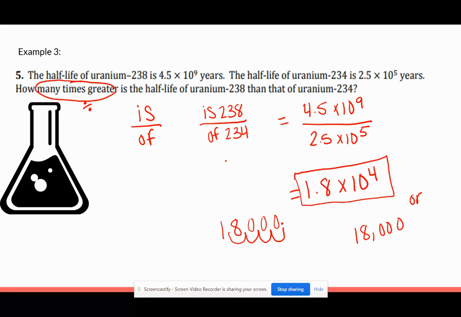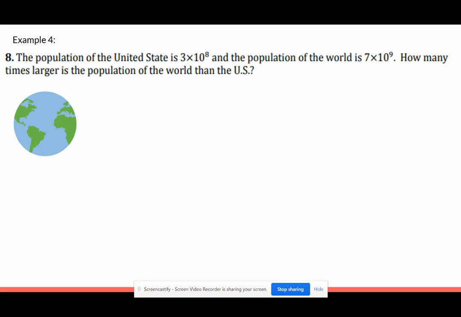And we're going to do the last problem. And we're actually going to change it so that instead of 3 times 10 to the 8th, we're going to change this to a 4. 4 times 10 to the 8th. So we have the population of the US is 4 times 10 to the 8th, and the population of the world is 7 times 10 to the 9th.